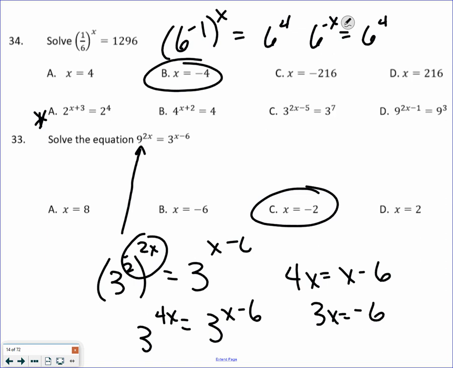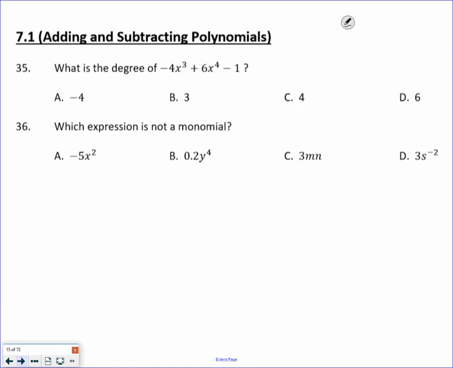So let's see if I can go to the next one here. All right, adding and subtracting polynomials. Here's what you have to know about adding and subtracting polynomials. You're only allowed to add and subtract like terms, meaning you have to have the same letter, same exponents. The degree of the polynomial is the largest power of any exponent.